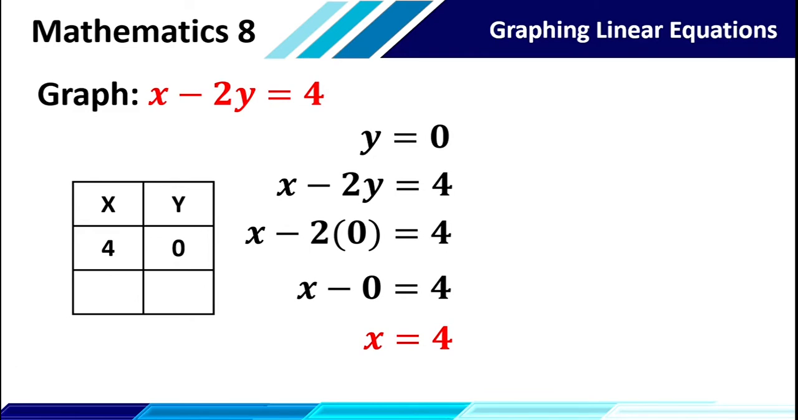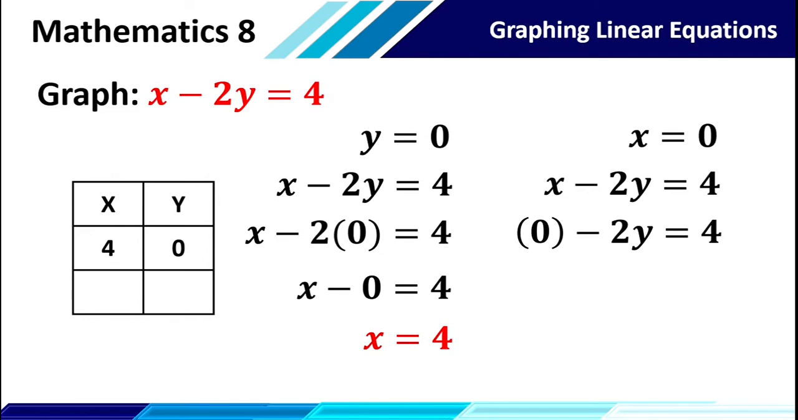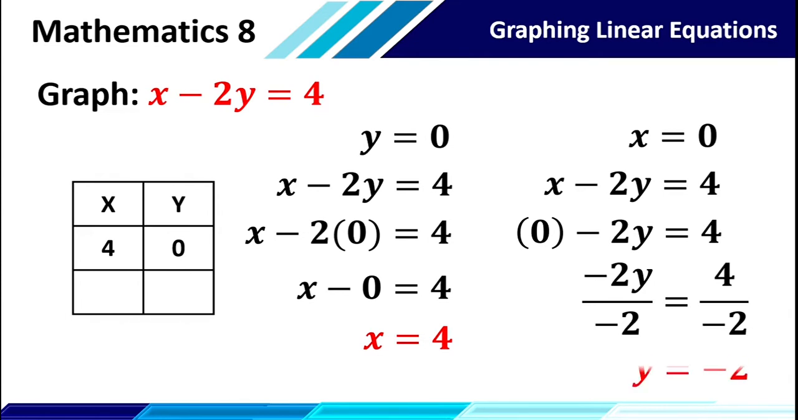Next is to locate our y-intercept. To do that, we need to set the value of x equal to 0 and substitute 0 in our original equation. So we will have 0 minus 2y is equal to 4. 0 minus 2y, to simplify that, we will have negative 2y is equal to 4. To get rid of negative 2 on our variable, we need to divide both sides by negative 2. So we will have y is equal to negative 2. Therefore, our y-intercept would be (0, negative 2).